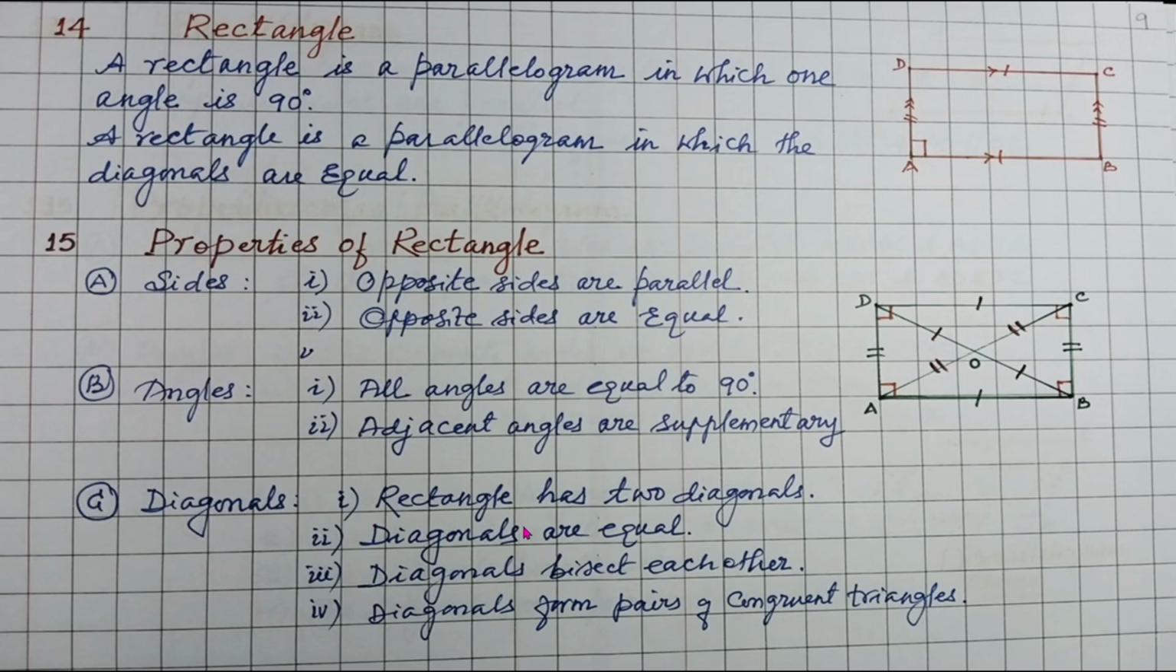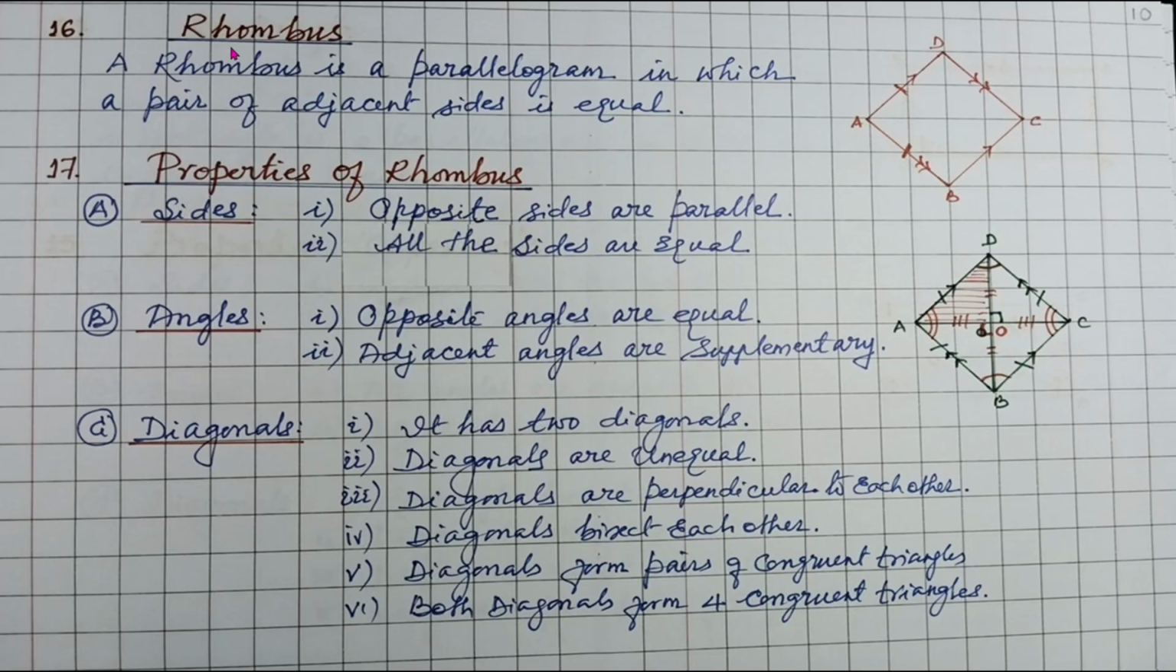In terms of diagonals, a rectangle has two diagonals. The diagonals are equal. Again I'll repeat, the diagonals are equal. The diagonals bisect each other. That is, O is the midpoint of both the diagonals, and also the diagonals form pairs of congruent triangles. Now rhombus. A rhombus is a parallelogram in which a pair of adjacent sides is equal. So that means a rhombus is a parallelogram in which a pair of adjacent sides is equal.